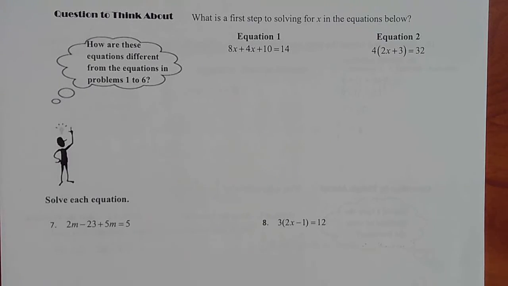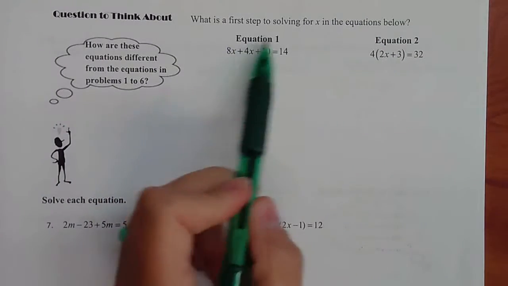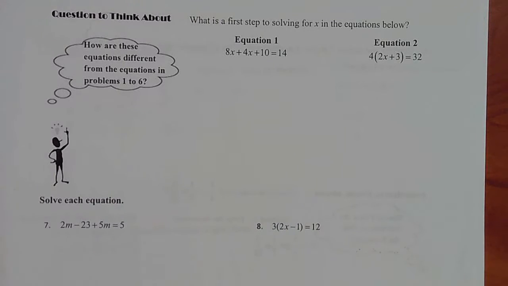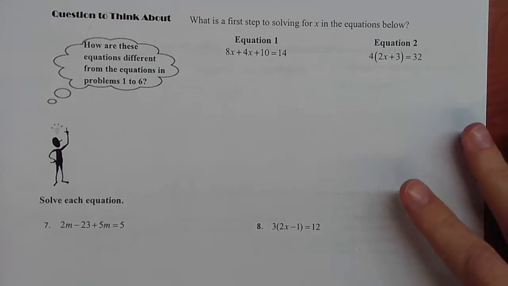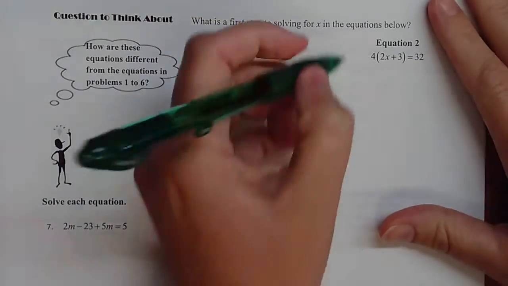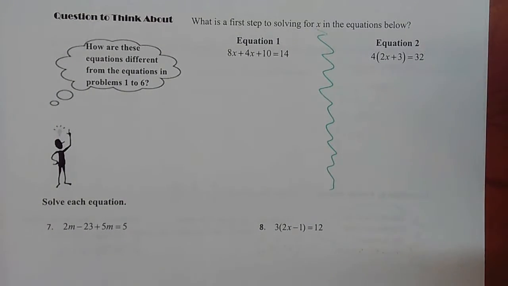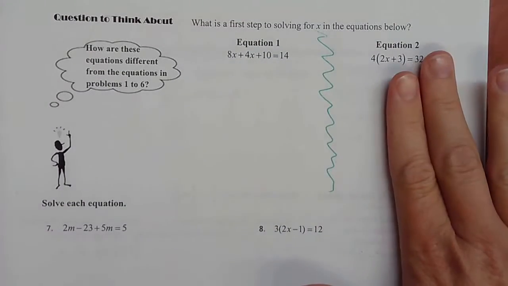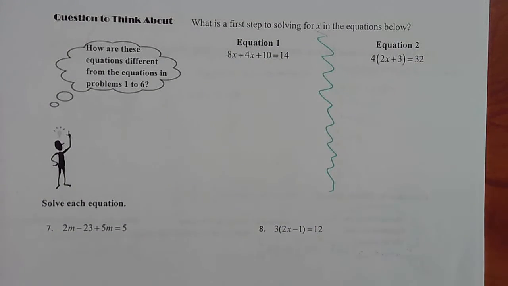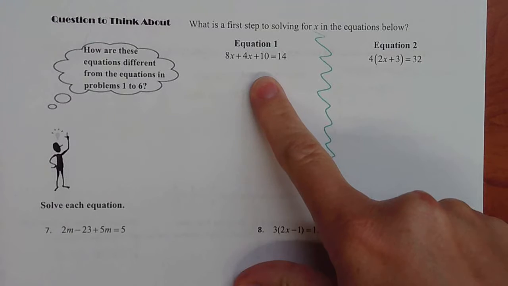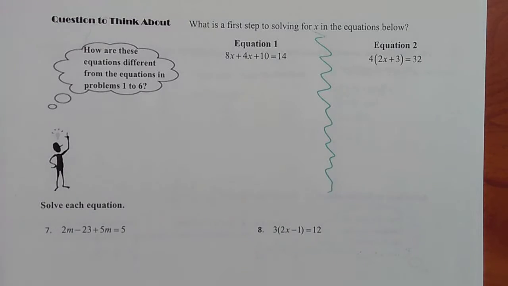So if you are looking at these two equations, you can see maybe that they're called multi-step equations because there's a little bit more you got to do before you can solve them. So if we take a look at equation 1, I'm actually going to draw a little wiggle and zigzag thing in between them so that I know that I'm going to work with this one separately than this one. So if you're taking a look at equation 1 right here, we have 8x plus 4x plus 10 equals 14.